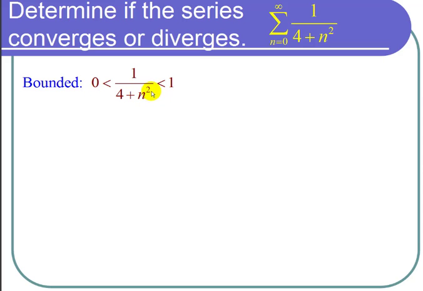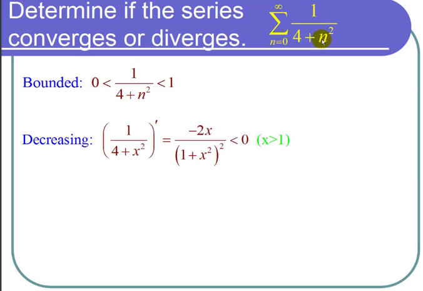So now let's check for decreasing. I can think about the function 1 over 4 plus x squared and see if it's decreasing by taking a derivative and making sure that the derivative is negative. So let's do that. The derivative of 1 over 4 plus x squared is negative 2x over 1 plus x squared quantity squared. I use the chain rule for that. Notice the derivative of x squared is 2x. The derivative of something to the negative first power is negative that something to the negative second power.